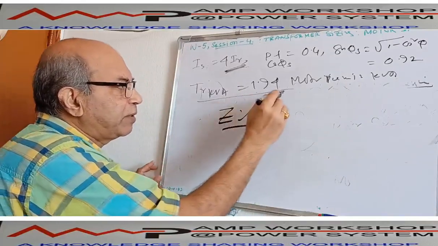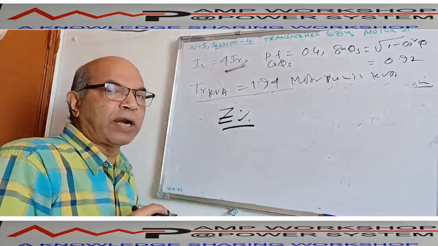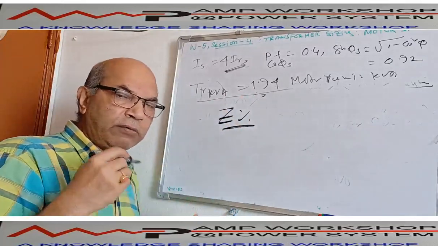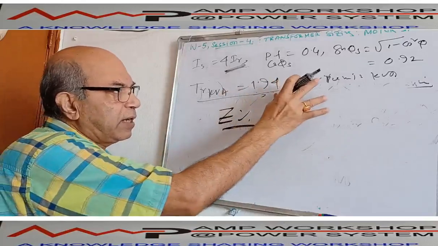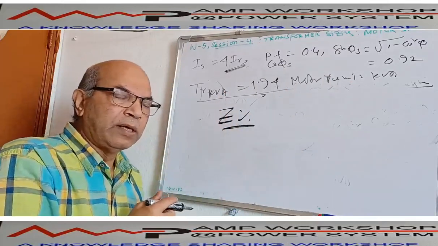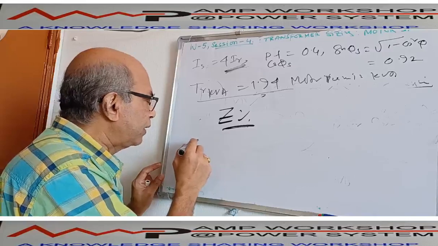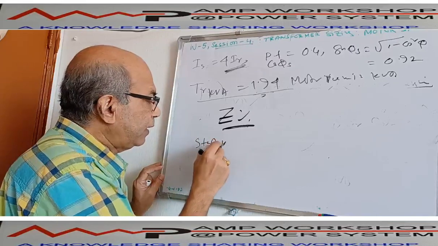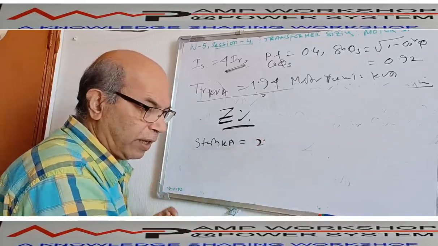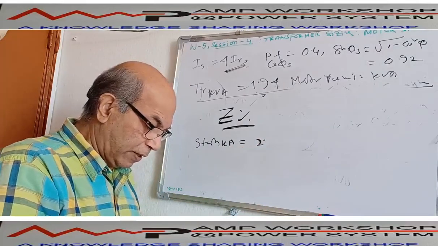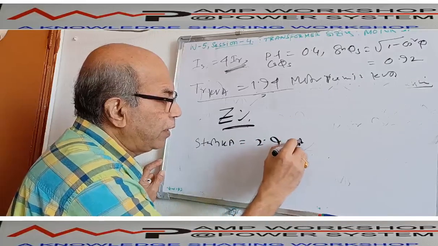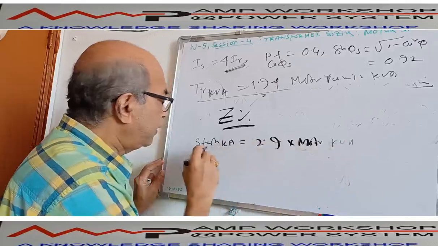Now we have said the transformer size will be 1.94 into motor running KVA. So Z is the percentage impedance of this transformer at this KVA. Now during running, this is the running KVA, and during starting, this is the starting KVA. Now we have seen motor starting KVA, how much is it equal to? 1.94 into 1.5, this is equal to 2.9 into motor KVA. This is the starting KVA of the motor.